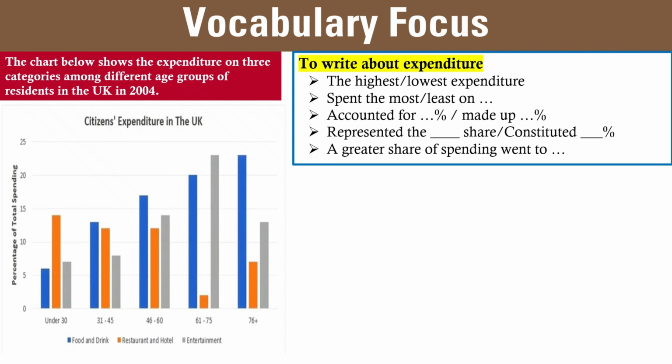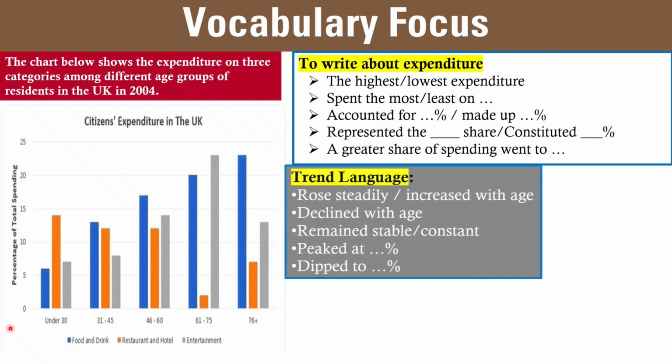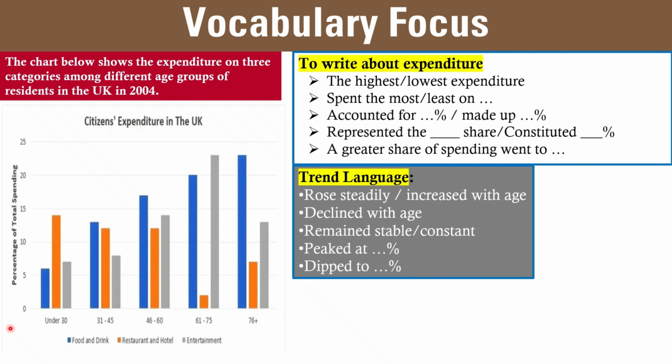Instead of repeating the word spending all the time, we can use alternatives like expenditure, accounted for, made up, represented the largest share, or constituted a certain percentage. We can also describe patterns using trend language. For example, expenditure on food and drink increased with age, or spending on restaurants and hotels declined with age.